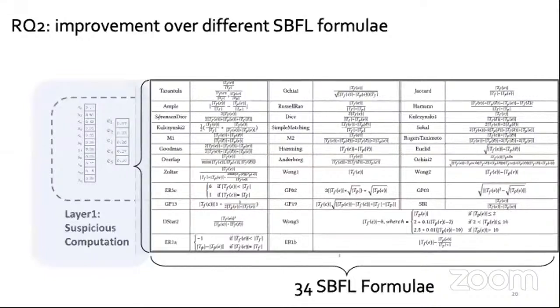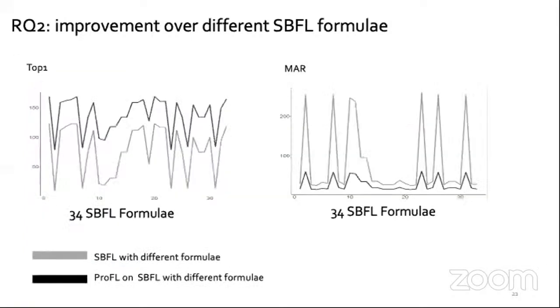Currently, we use the spectrum-based Ochiai formula to compute the initial fault localization score, but in theory, it can be any spectrum formula. So we first investigate the effectiveness of ProFL on all the existing 34 spectrum-based formulas. We implement ProFL with different formulas as the initial suspiciousness score calculation and present the top-one and average ranking results in these two figures, where the light and dark lines represent the original spectrum technique and our ProFL version respectively. From these figures, we can find that ProFL can consistently improve all the 34 studied spectrum formulas. For example, the top-one value improvements range from 41 to 87, while the MAR improvements range from 36 to 77%. We can also observe similar trends in other metrics.